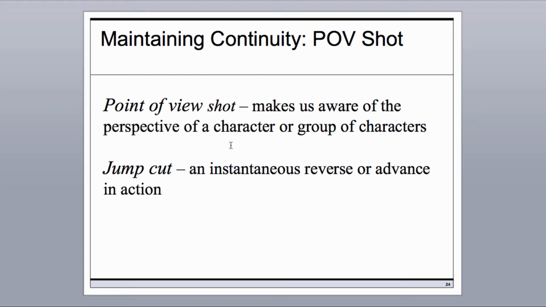Point of view shot, where you get it from the perspective of a character or a group of people. We've talked about this before, that you're seeing it from the point of view of a key character moving. So if a person's been drugged, it looks hazier from their point of view. They'd want the point of view shot to look that way. A jump cut is an instantaneous reverse or advance in action that is jarring and will disrupt it and cause a certain different change in attitude.